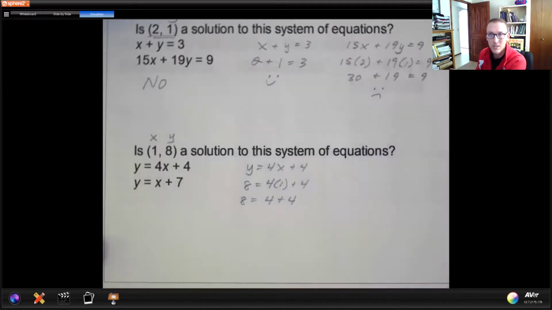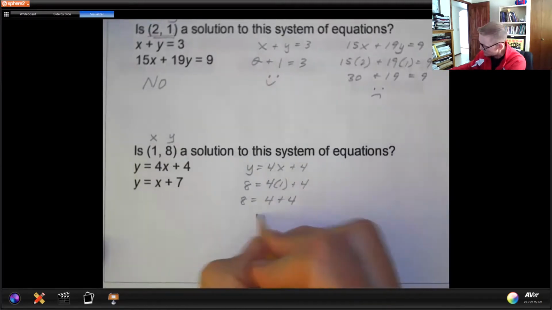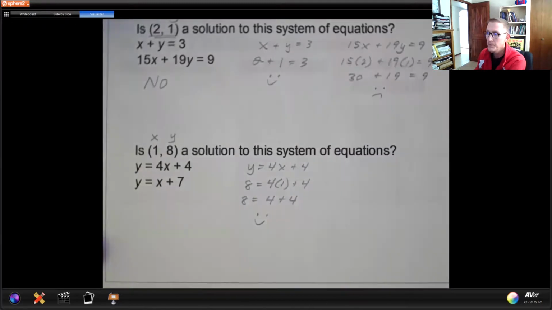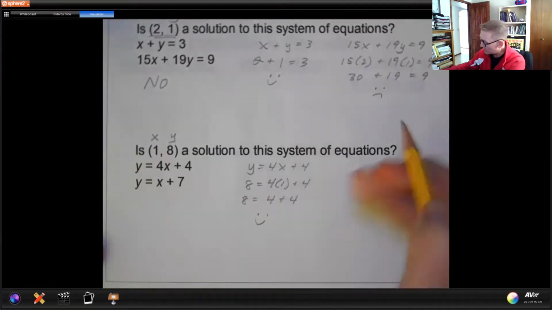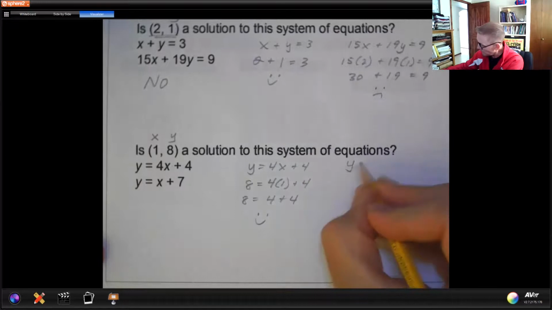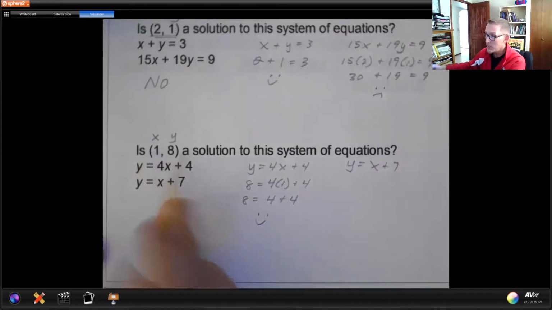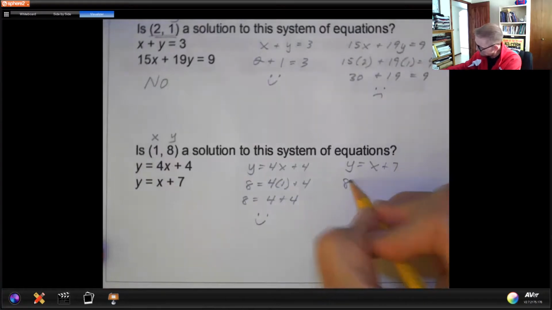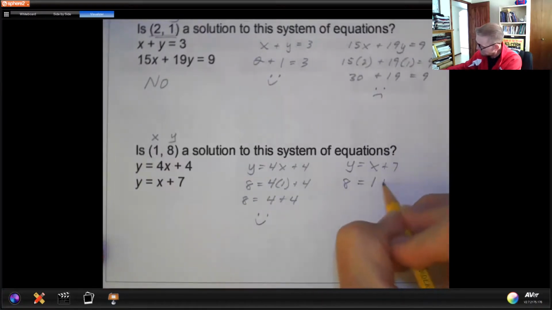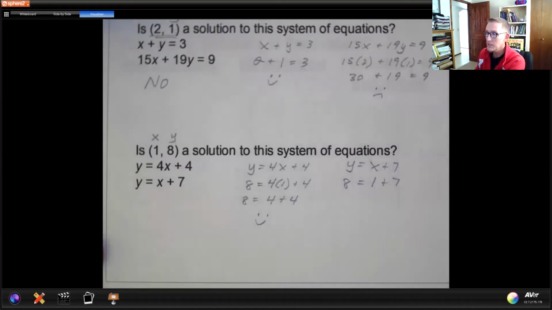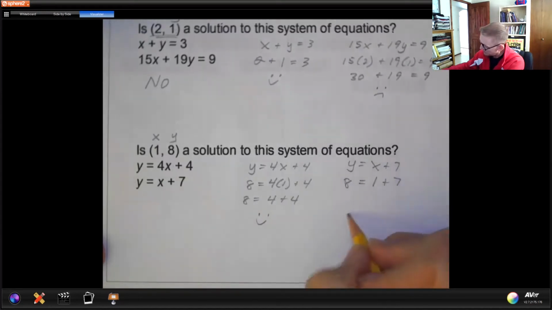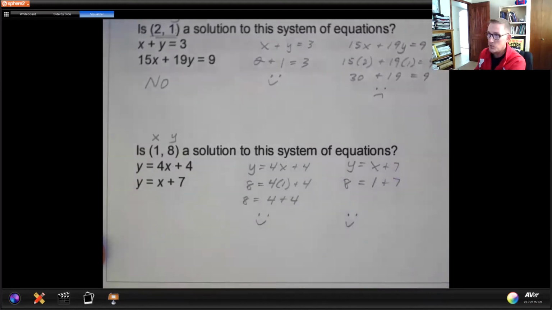We have to think to ourselves, is that true? And the answer is yes. It's a smiley face because it is true. So let's test the second equation. y equals x plus 7. Again, I'll plug in the 1 and the 8. And I'll plug in the 1 for the x. Is 8 equal to 1 plus 7? We get a smiley face again because that is true.